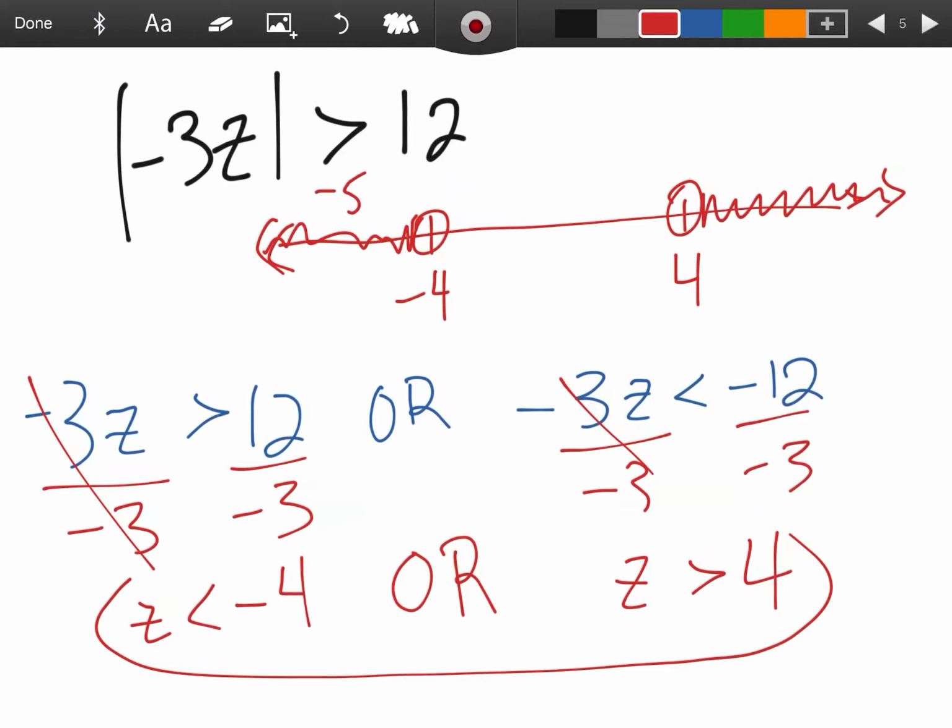Great. What happens if I try positive 5? Well, negative 3 times 5 is negative 15. Absolute value of negative 15 is positive 15, which is greater than 12. So that should also be shaded in.